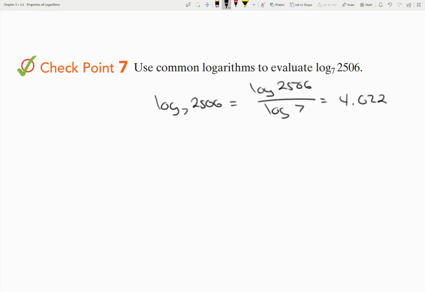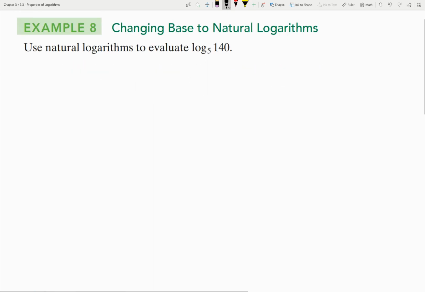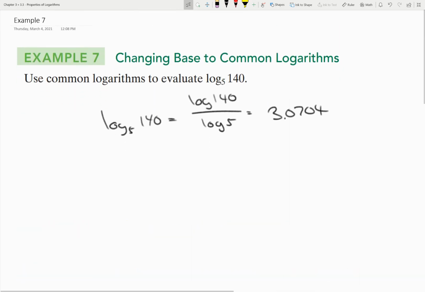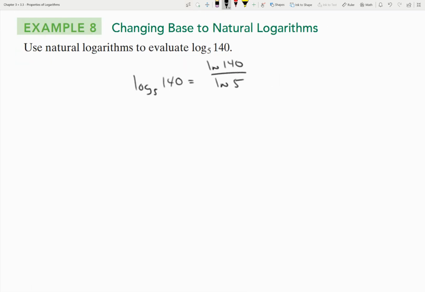Okay, so now it's possible to use any calculator no matter what. And these are going to be the same numbers. So the log base 5 of 140 is going to be the natural log of 140 over the natural log of 5. That doesn't mean that the natural log of 140 is going to be the same as the regular log of 140, but this ratio is going to be the same, and this is going to give you the same answer of 3.0704. Okay, try it on your calculator to make sure that you understand how this formula works.